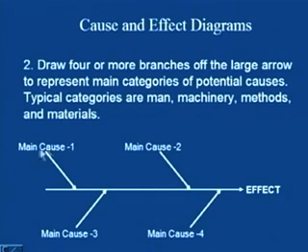The category 1, that is the main cause 1, main cause 2, main cause 3 and main cause 4. Some people say the primary category, or the major categories. As I mentioned, in manufacturing we say the first category is the man, this is the machinery, this is the method, this is the material. So, in different ways we can categorize the branches coming off the main branch. This is the second step in drawing the cause and effect diagram.